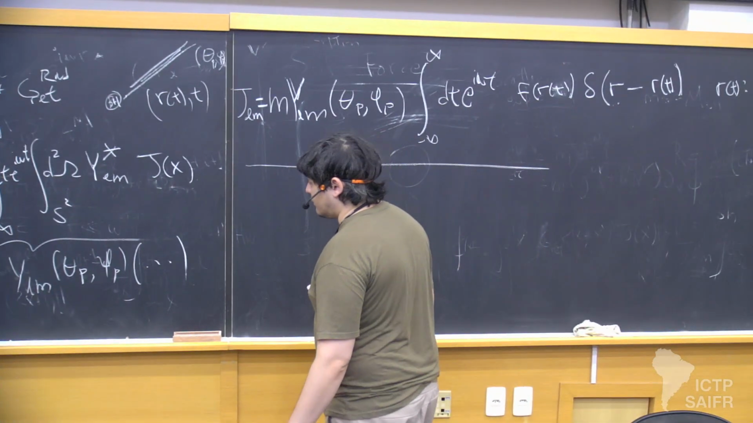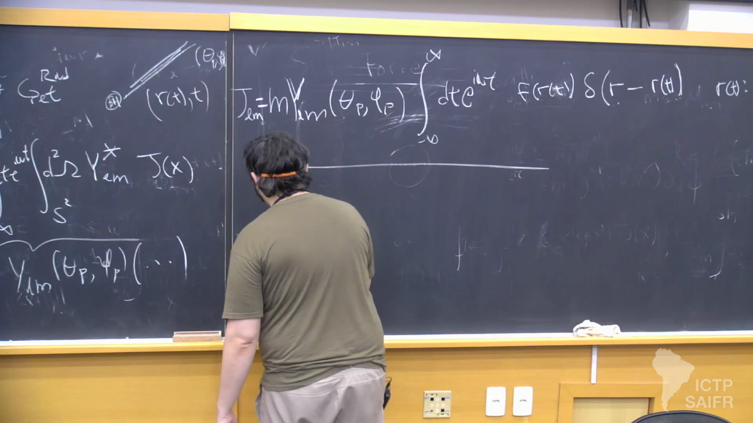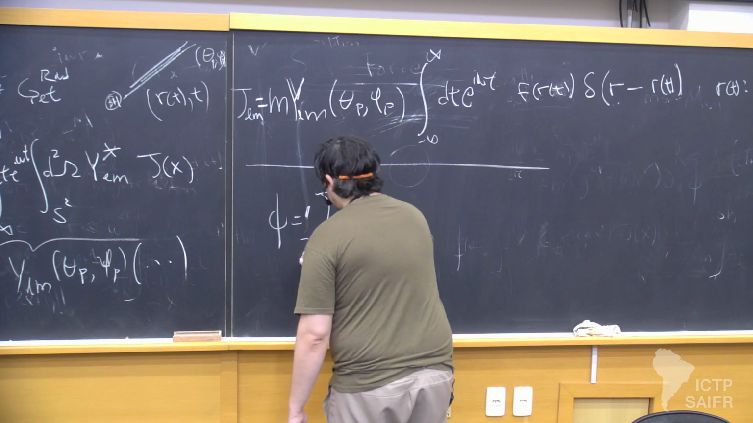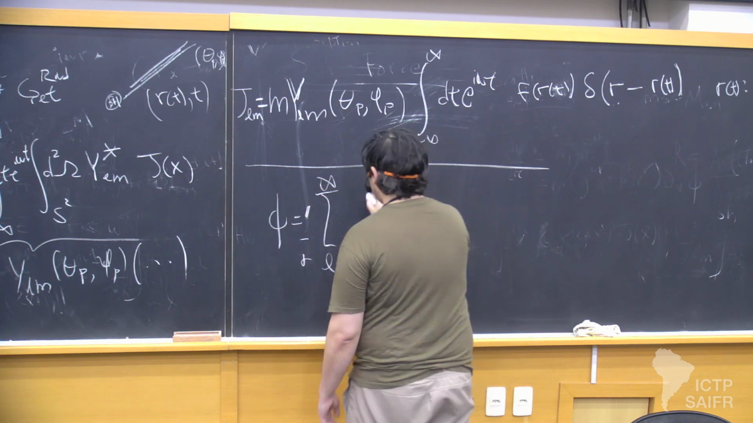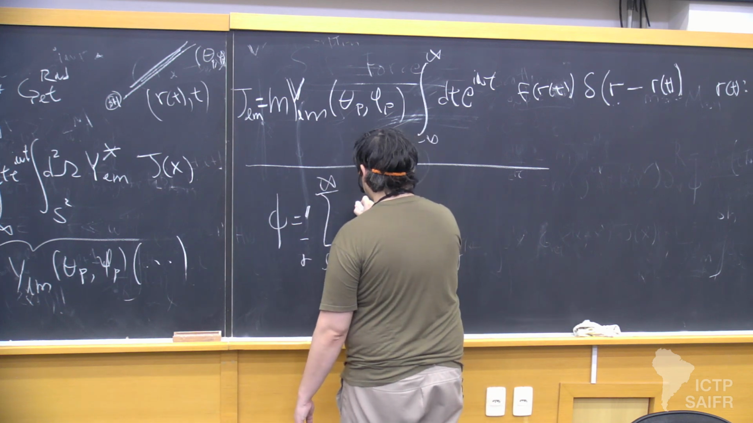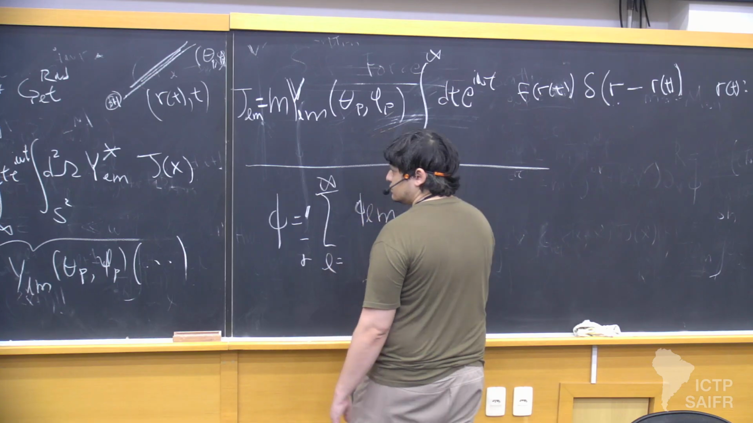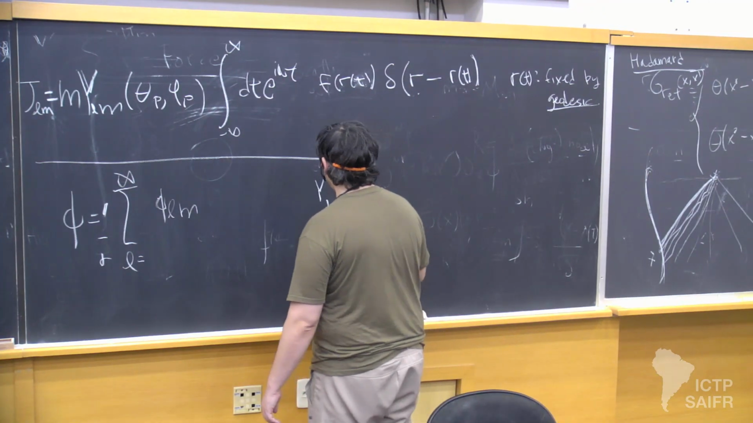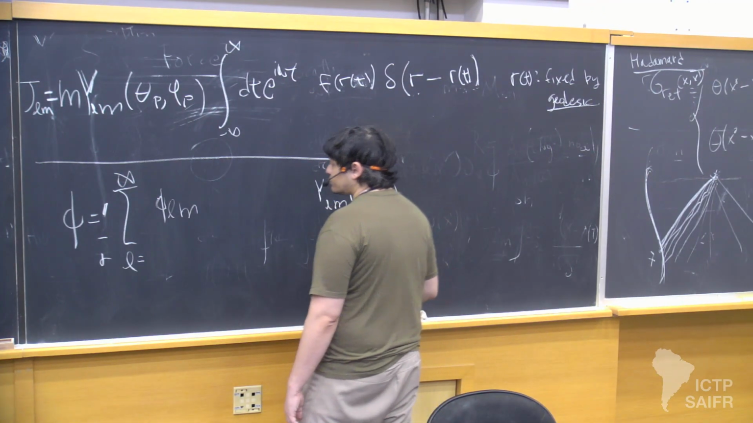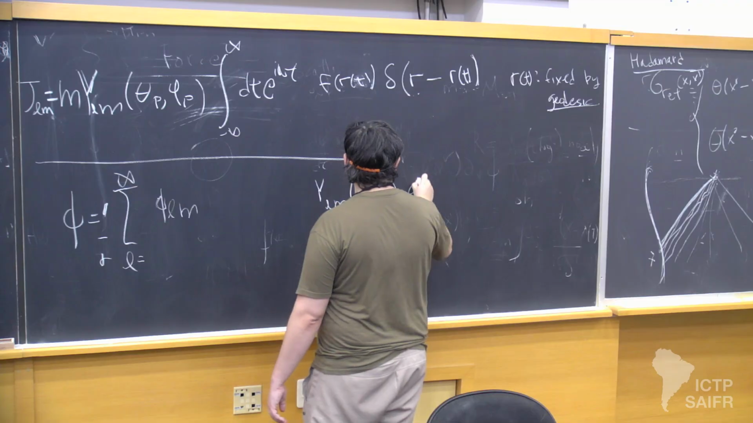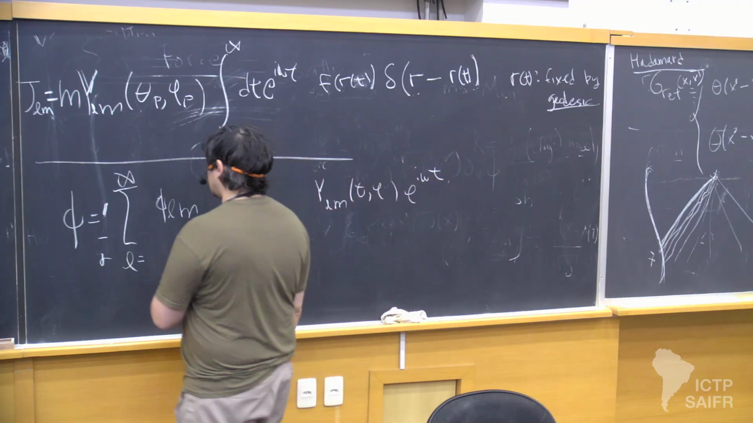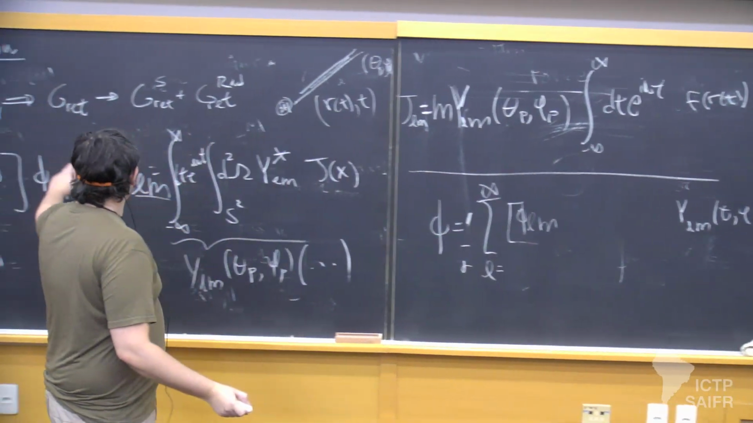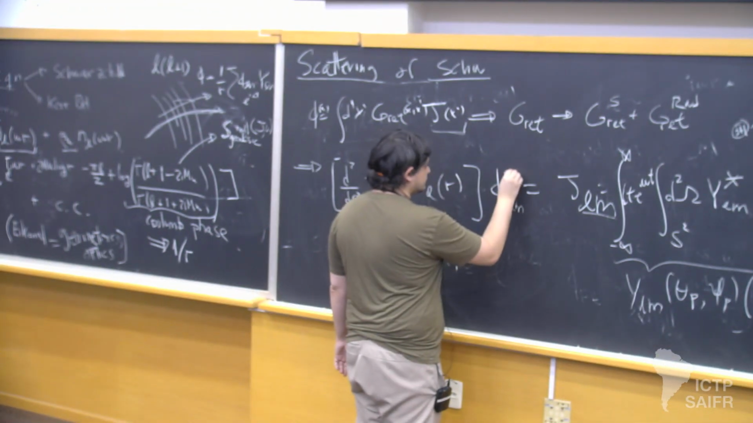And the procedure amounts to the following. The procedure amounts to taking my phi, which is, so if you remember, we had this expansion where I take phi Lm, computed from there. And then I have the spherical harmonics. And then I have e^{iωt}. So the procedure amounts to taking phi Lm computed from this expression using the retarded propagator, right?